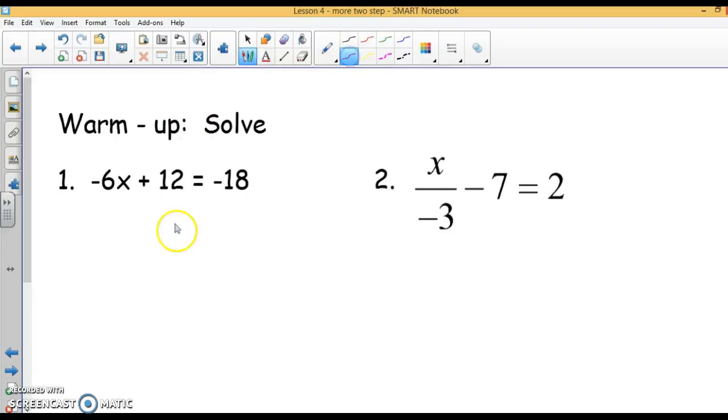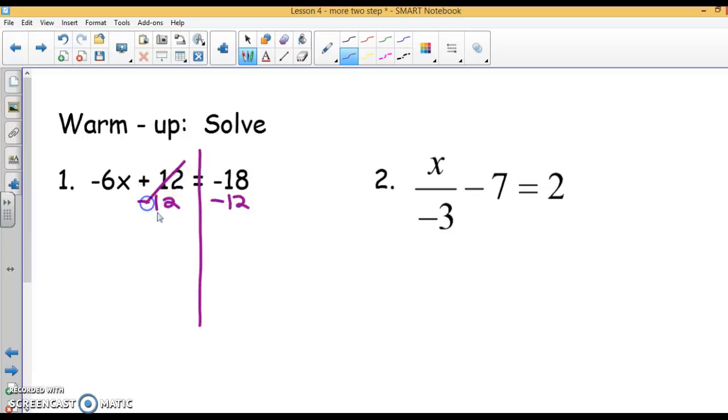All right, to solve this, draw a line down the middle, separate it into two sides. We need to get the variable. Well, it's on this side. Which number is farthest from the variable? It'll be this, plus 12. So the opposite of plus 12 is minus 12 on both sides.